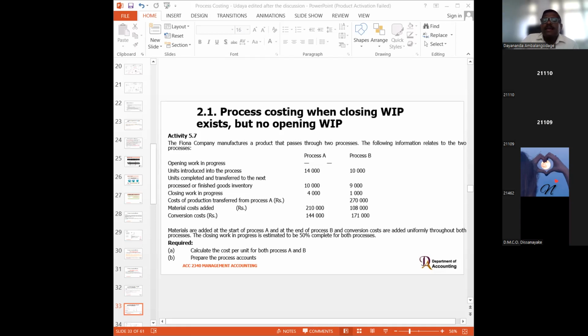Then I can prepare the equivalent unit statement for B also. No problem. That is very easy for me. I will have the equivalent unit statement for the process, not A, for process B.